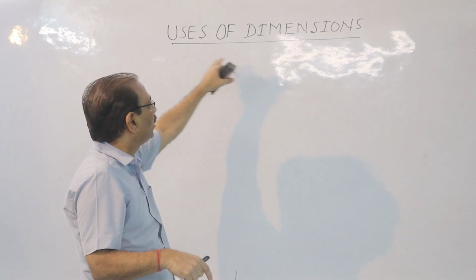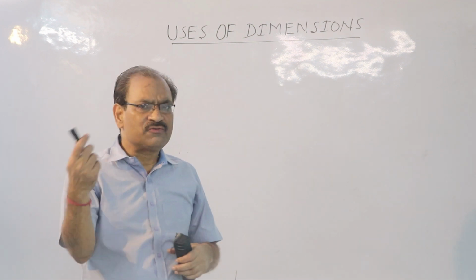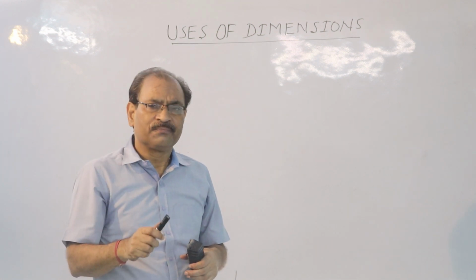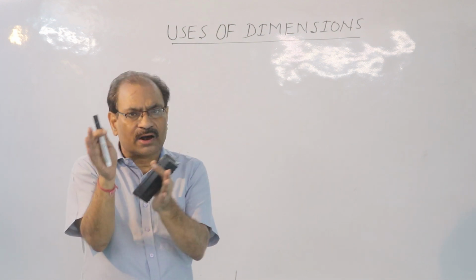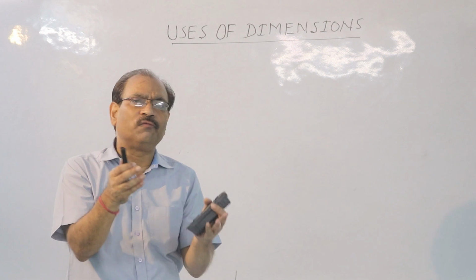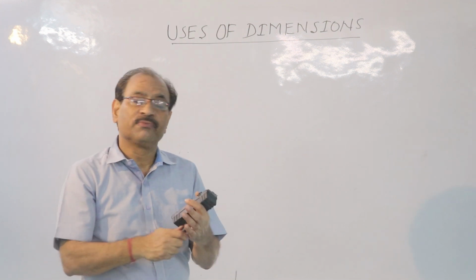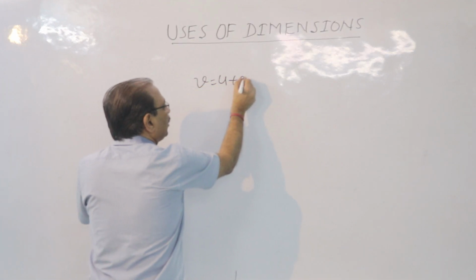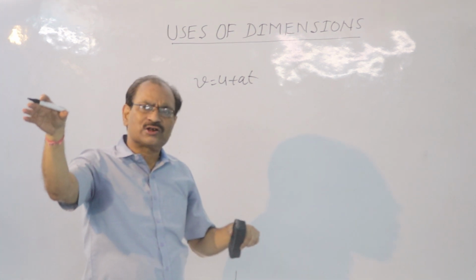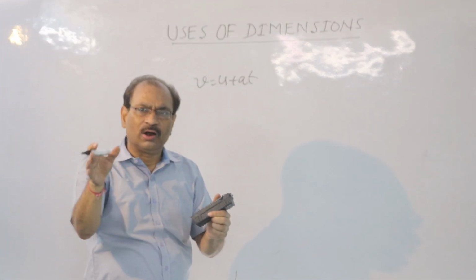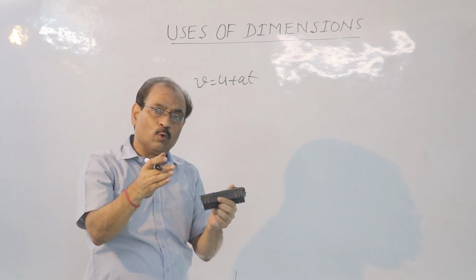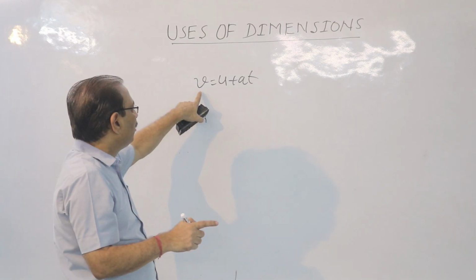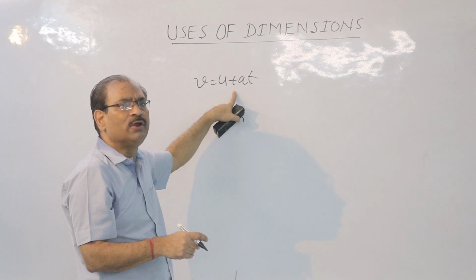We were discussing the uses of dimensions. Children, in the last video, we have seen the first use of dimensions or dimensional formulae. It was basically used to check the correctness or consistency of any formula or equation in physics. I have told you V is equal to U plus AT, S is equal to UT plus half AT square and many other formulae. Any formula you can check whether it is true, correct or wrong, incorrect. What was the technique? The dimensions of left hand side must be equal to the dimensions of right hand side.